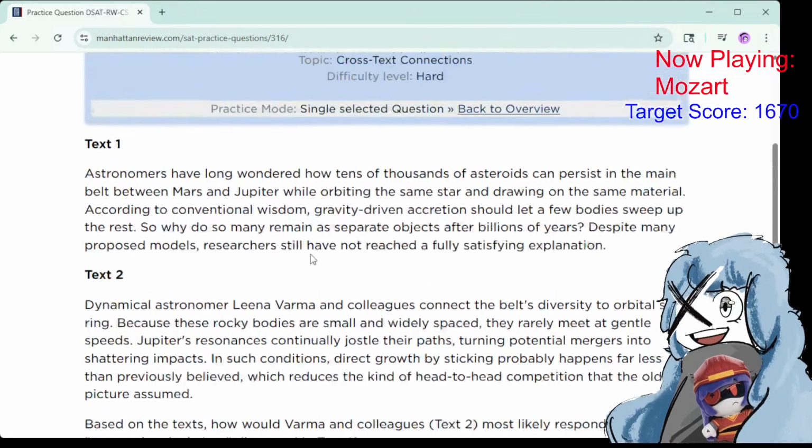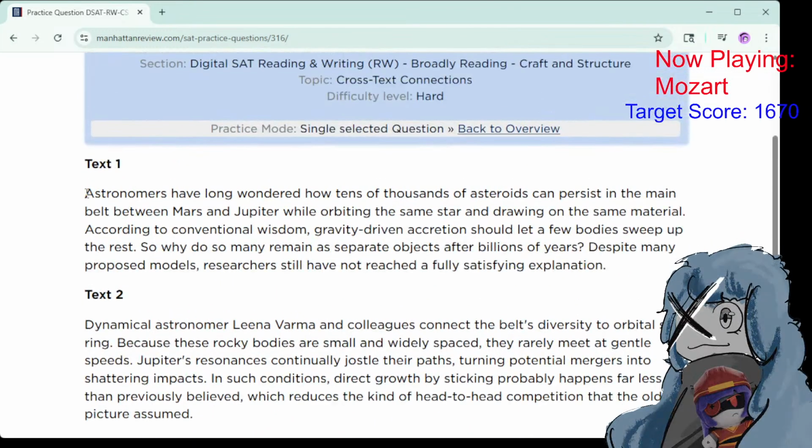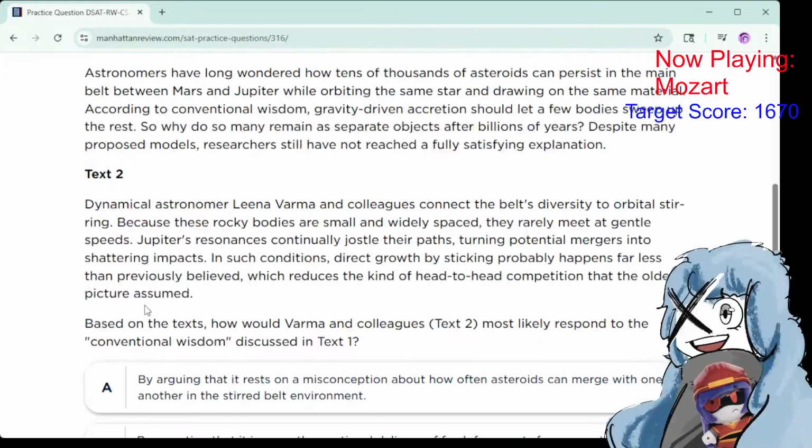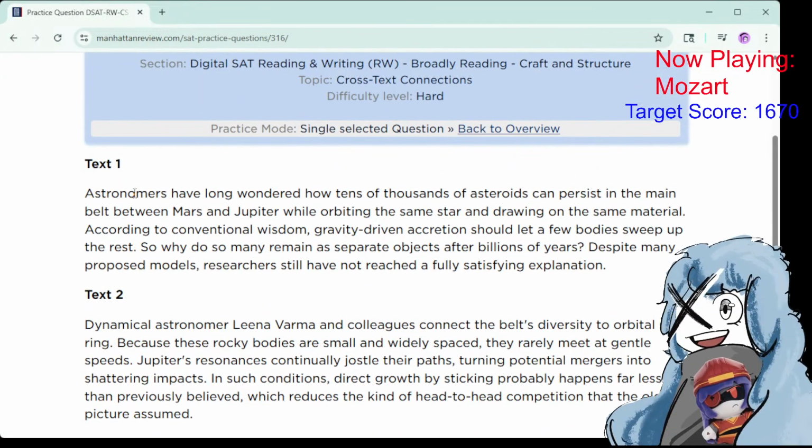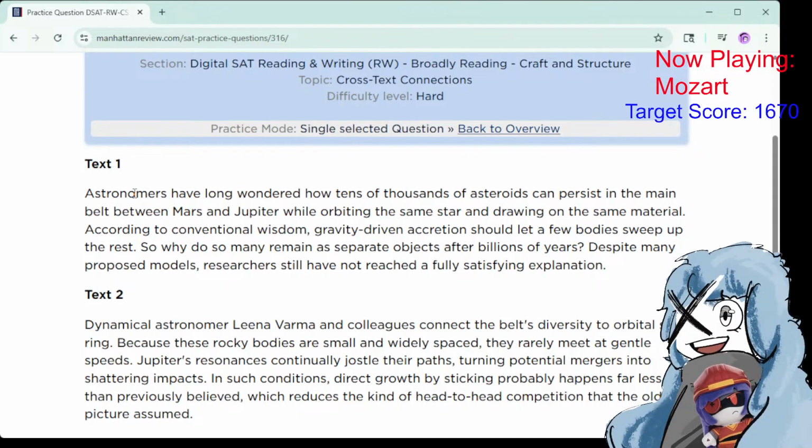Low-key no idea what she's talking about. Let's see, text one. Astronomer? I think the strategy is to read 1 and then 2, because 1 gives more context, and 2 is like a counter.